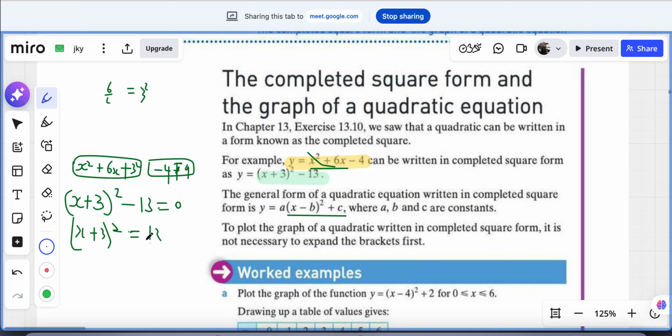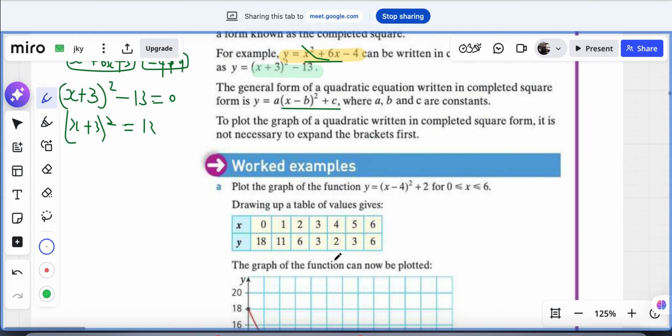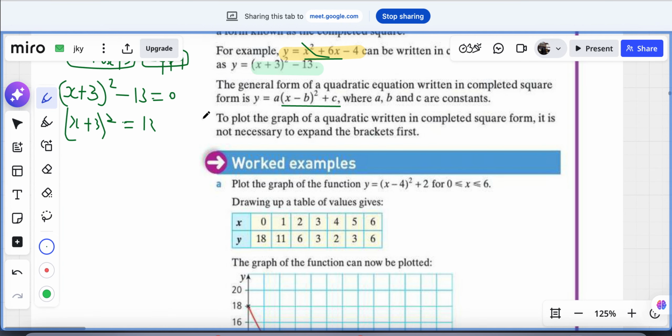Then you take the square root of both sides, and we have x plus 3 equals plus or minus root 13. And then you move 3 to this side, it becomes minus 3 plus or minus root 13. Take the square root of 13, which is 3.6, and to get one value you say minus 3 plus 3.6, or minus 3 minus 3.6. Okay, you get the two values of x.